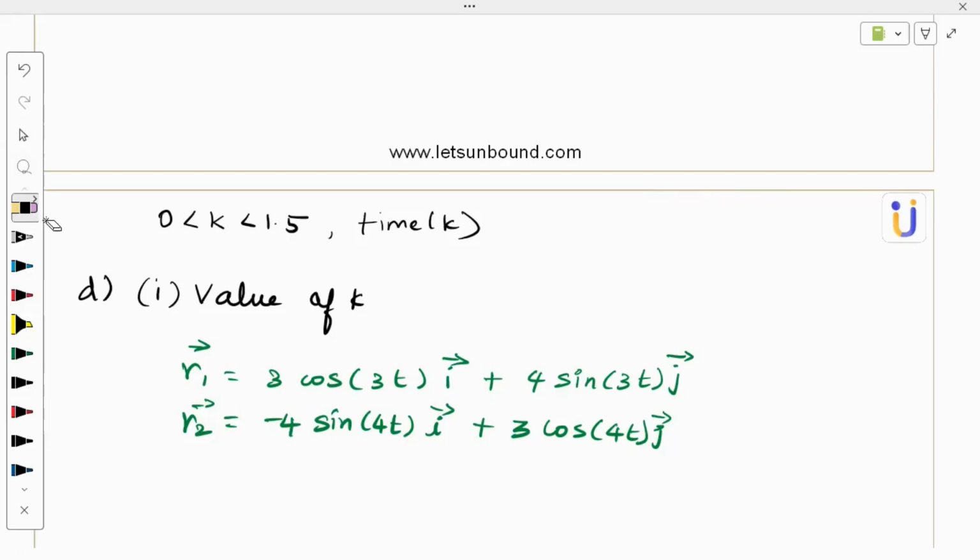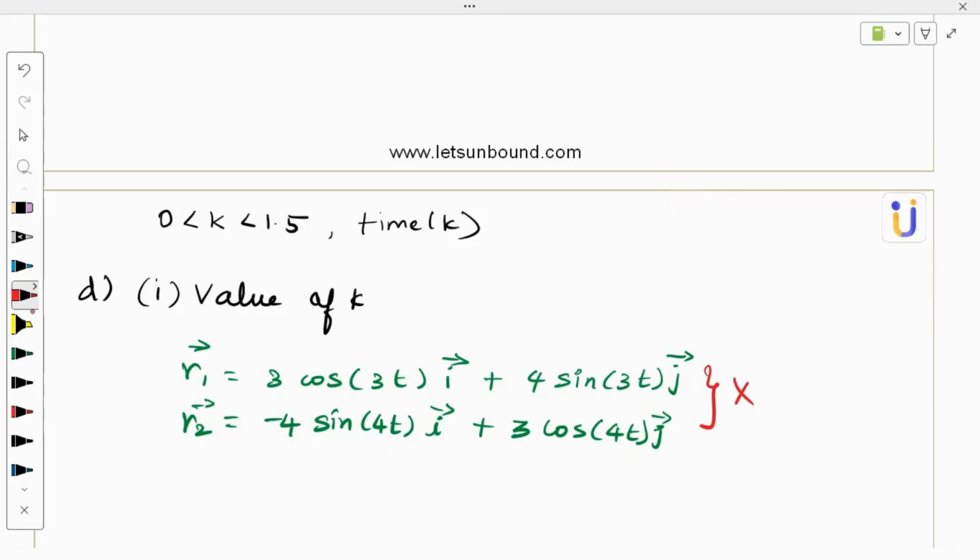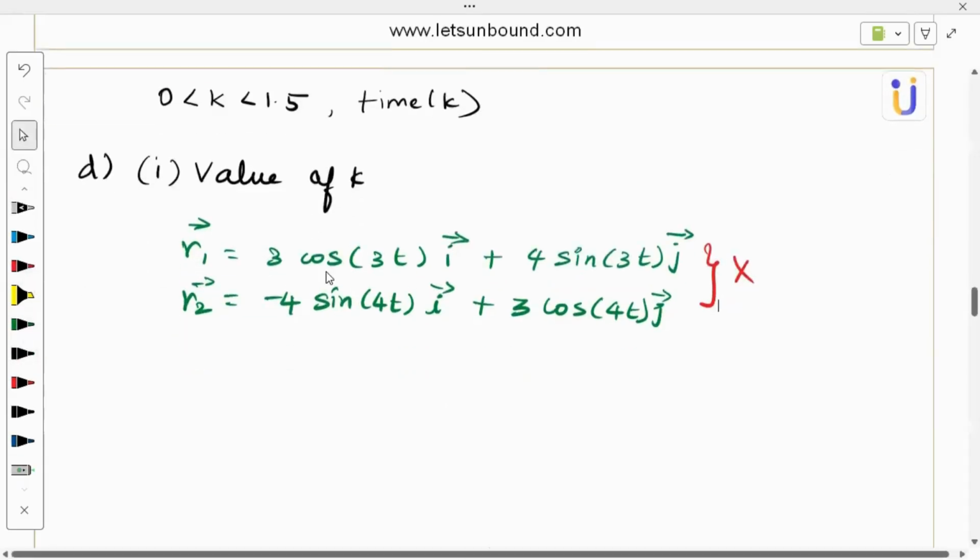And then one more part is there. At time k, show that the particles are moving in the opposite direction. First, let's focus on the value of k. Here we should note one thing. The second particle is moving parallel to the first particle. So I should not use R1 and R2. This is not useful. I need to use velocity 1 and velocity 2, because in this case the particles are moving, and when they are moving parallel, it is not about the positions here, right?